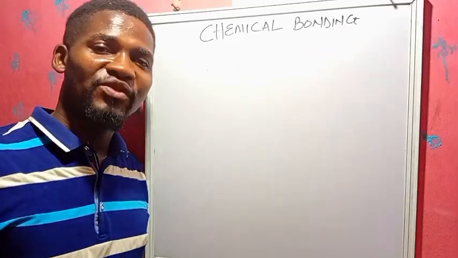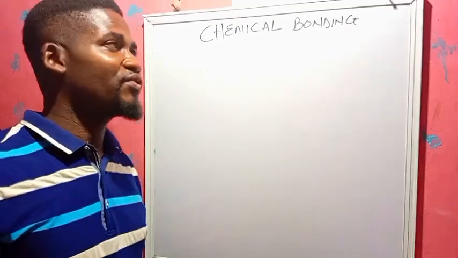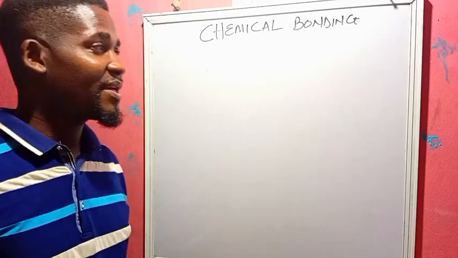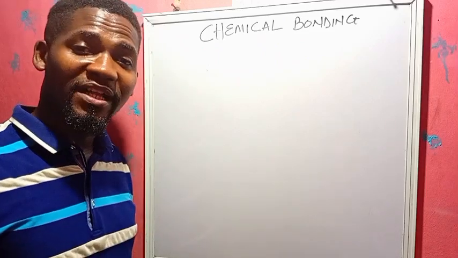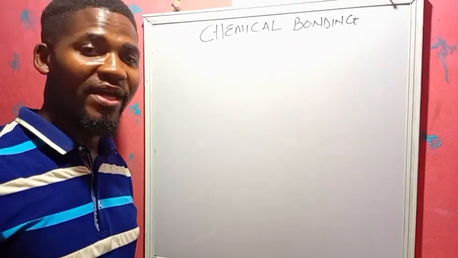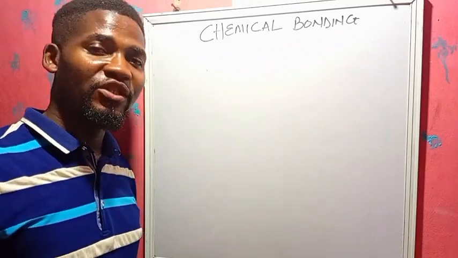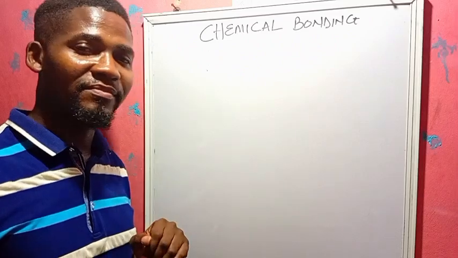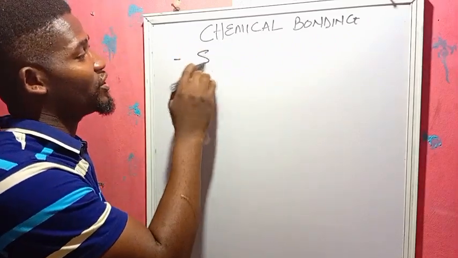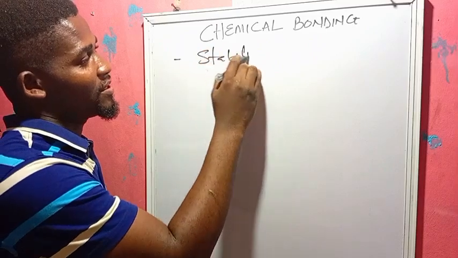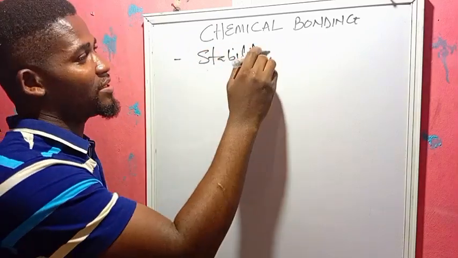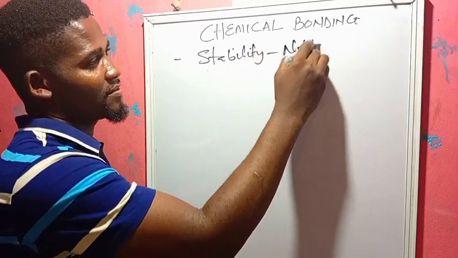Now, we're going to chemistry. We're going to treat the topic chemical bonding, otherwise known as chemical combination. Most atoms or elements go into combination to attain stability. Elements go into bonding or combination to attain what? Stability. Stability is established by noble gases.